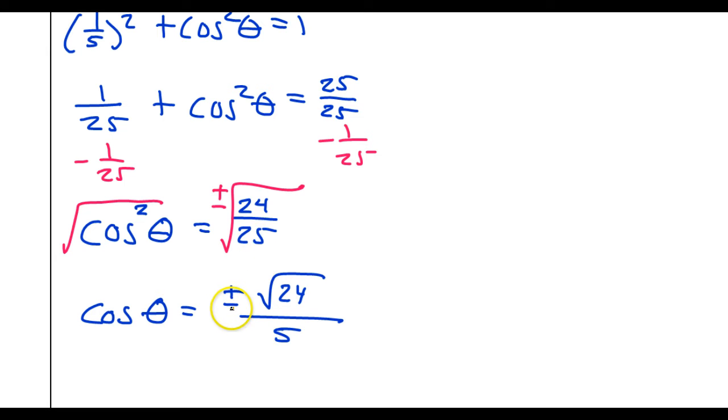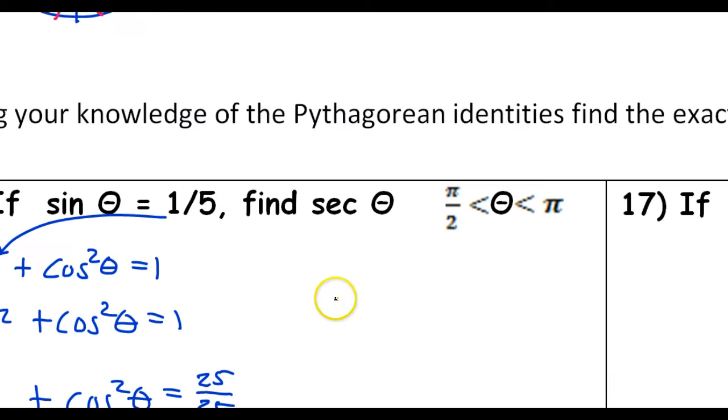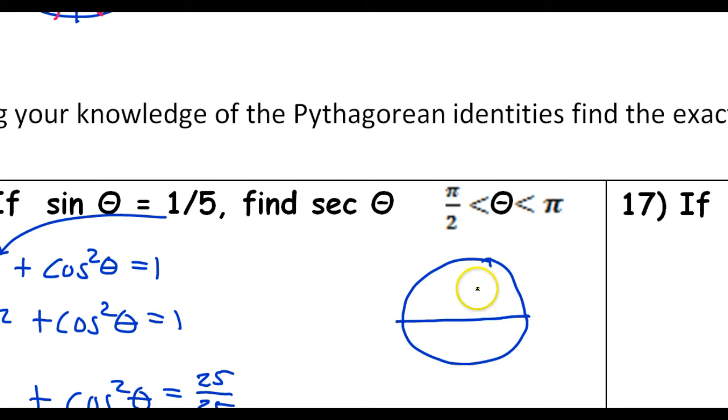Now, is it positive or negative before I go any further? So let's see. Theta is between pi and pi over 2. So picturing my little unit circle, okay, pi is right here. Pi over 2 is up here. So if I'm between pi and pi over 2, then that puts me in the second quadrant.